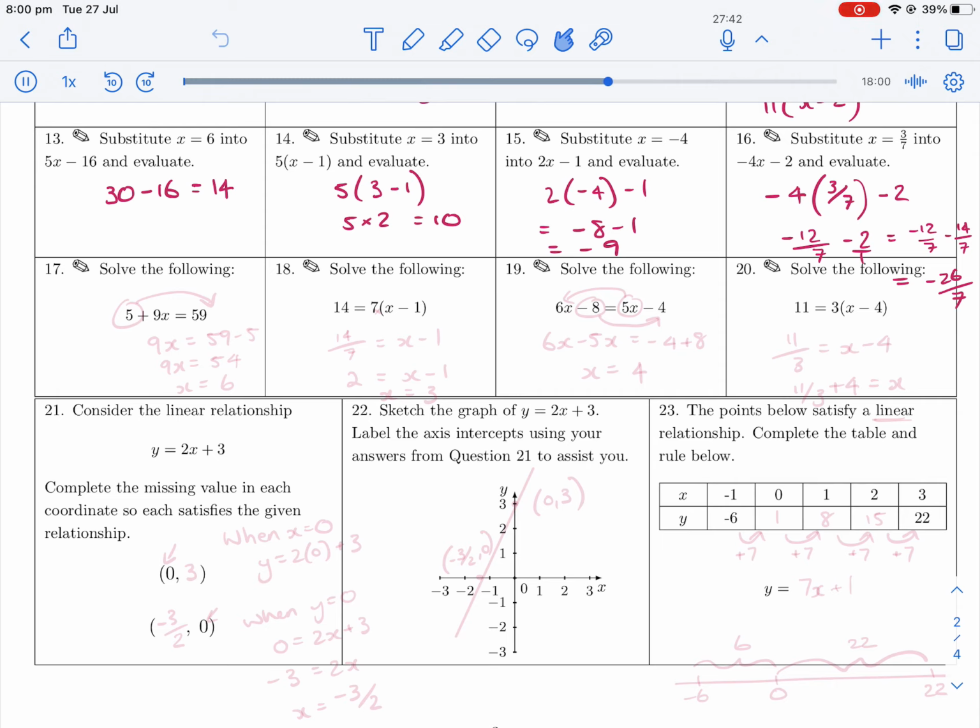All right, solve the following. Take the 5 across to the other side. So you'll have 9x equals 59 minus 5, 54. 9 times something is 54. X has to be 6. 9 sixes are 54.